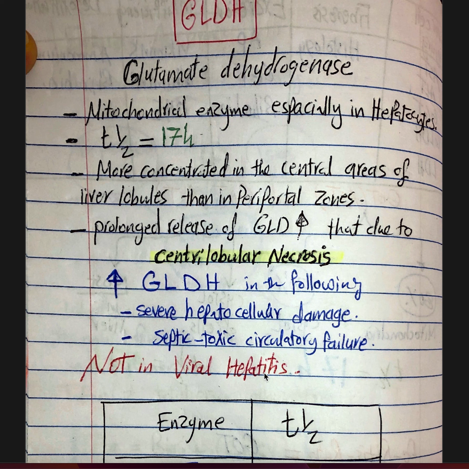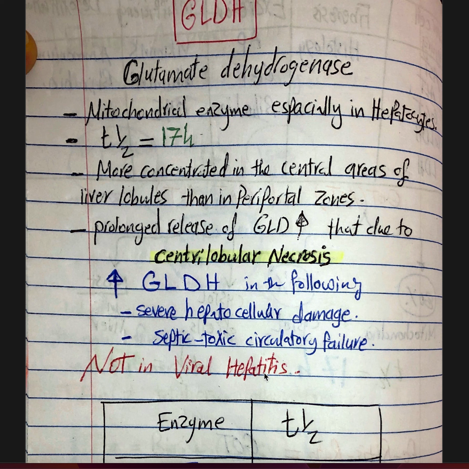The half-life of AST is 17 hours, and for this one the half-life is also 17 hours. It is more concentrated in the central areas of the liver lobules than in the peripheral, and there is prolonged release of the glutamate dehydrogenase enzyme due to centrolobular necrosis. Because every piece of information means something: the main area of it is the center of the liver lobules, which gives us a hint that if there is centrolobular necrosis, it increases the release of the glutamate dehydrogenase enzyme.